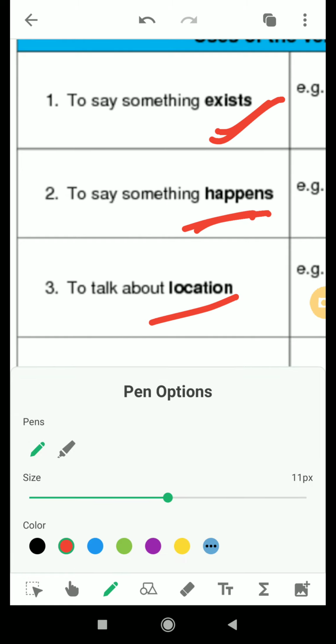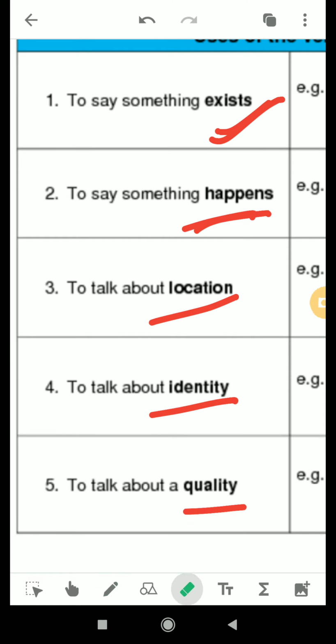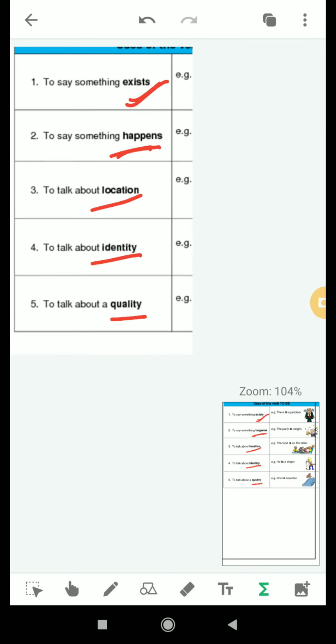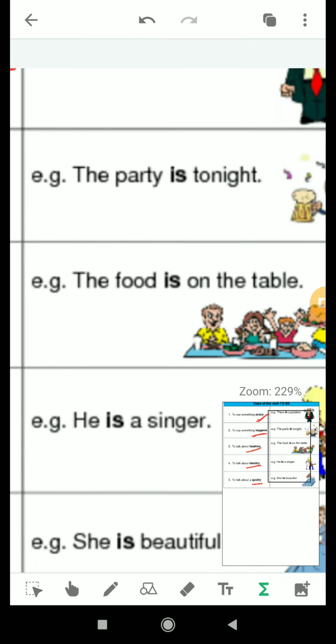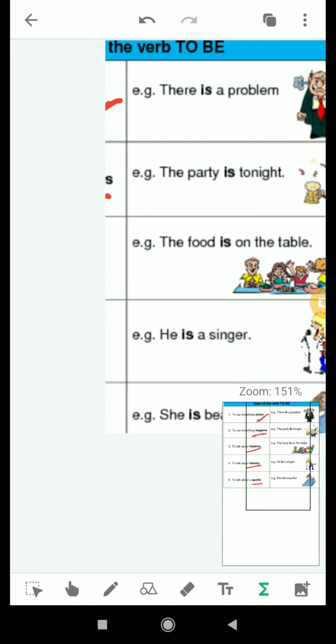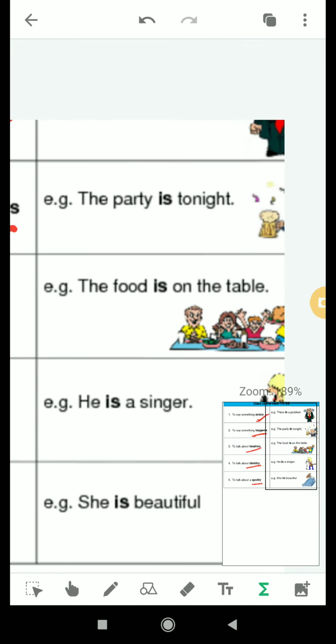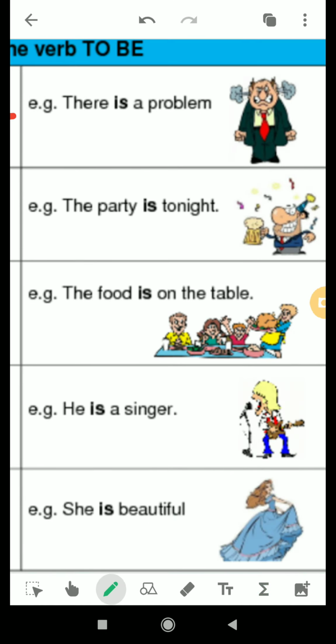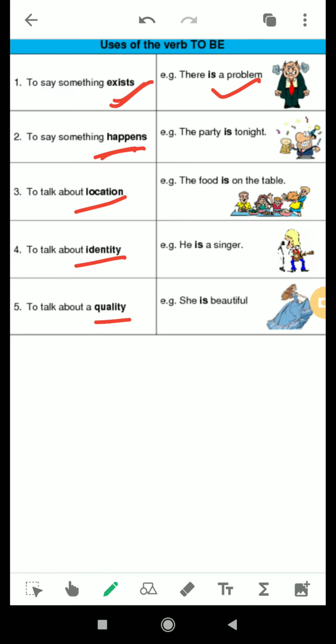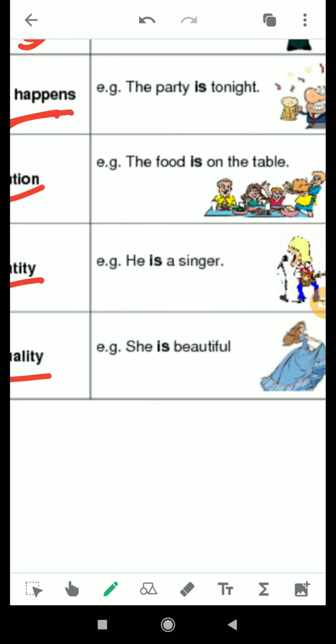Let's discuss this through examples. Suppose there is a problem. So what exists? There is a problem. So here we have used is. Now see again what happens. There is a party tonight. There is a party tonight. So now location. The food is on the table.